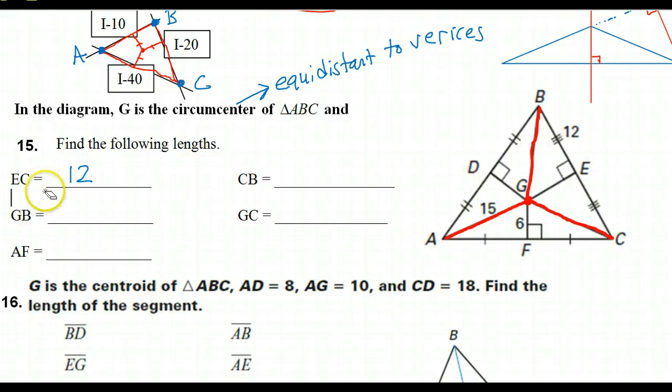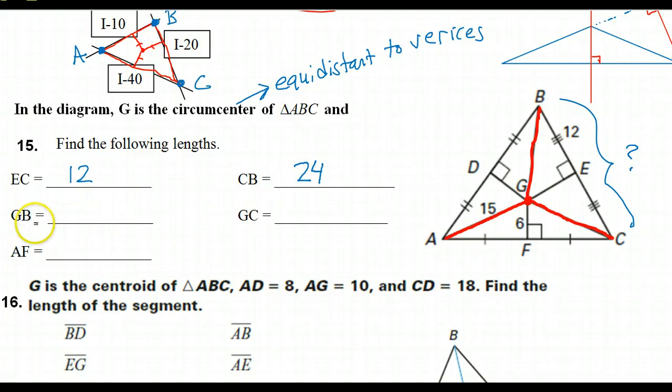Let's see, what's next? What about CB? Well, CB is this right here. It's this whole length. Okay, well, if BE is 12, then the whole distance has got to be 24. So CB is going to be 24.